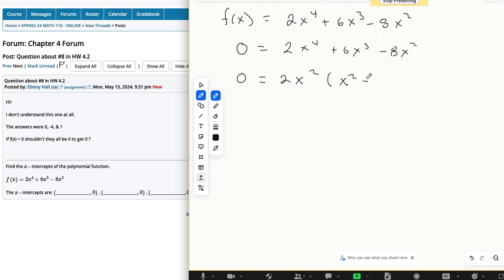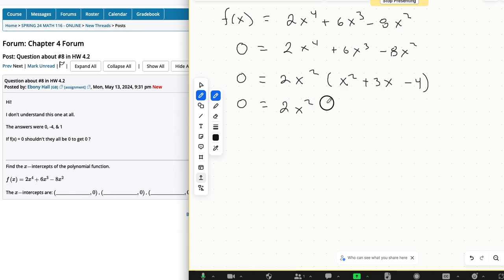2 goes into 6, that'd leave behind a 3x. And you can check your factoring by distributing back. So 2x squared times x squared, x to the fourth. 2 times 3 is 6, x squared times x is x cubed. And then here I would need a negative 4, so that 2 times negative 4 gets me that negative 8 back. And then 0 equals, because that's our y again, 2x squared.